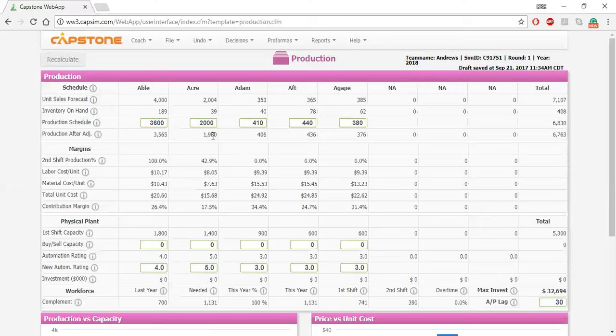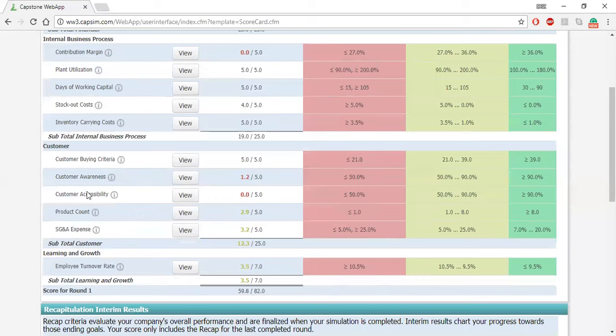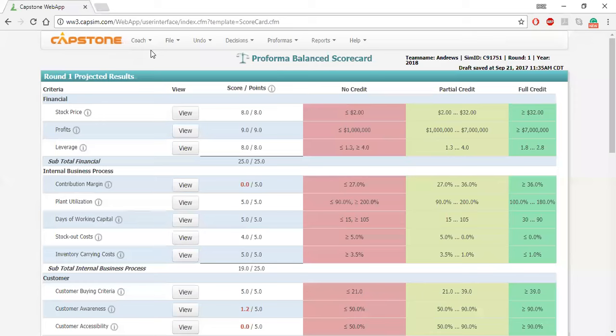Now I'm going to move on to the third most important factor, and that is planning for the future. Often I see individuals who are worried about their performance today. They open up their pro forma balanced scorecard, which I'm going to do here, it's a little slow, sorry, and see, wow, I'm not earning points on customer awareness, I'm not earning points on customer accessibility, I'm earning few points on employee turnover, my contribution margin is earning me 0 points. So they're making frantic adjustments to these different areas to play to the balanced scorecard.